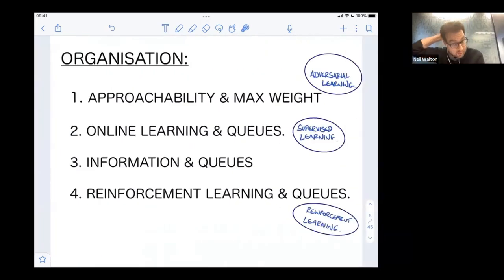Okay, so I organize things into 4 parts. A first part, which is on approachability and a queuing policy called the max weight policy. A second part, which is about online learning in queuing systems. A third part, where we talk about the use of information in decision making. And a fourth part, where we're going to discuss reinforcement learning in queuing. The first part makes connections with, say, adversarial learning. In the second part, we're going to make connections more with queuing and supervised learning. In the fourth part, we're going to talk a little bit about reinforcement learning.